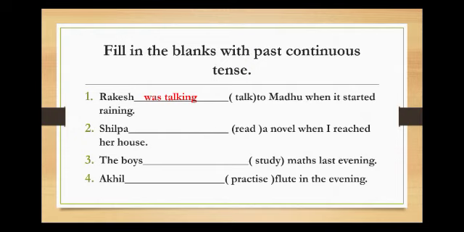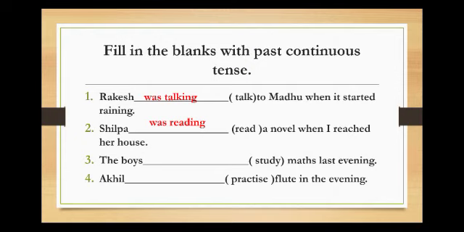Now look at the next one. Shilpa dash a novel when I reached her house. So think, Shilpa is a singular subject. That is why we will select was and then we will write the ing form of read. That will become was reading. So Shilpa was reading a novel when I reached her house.